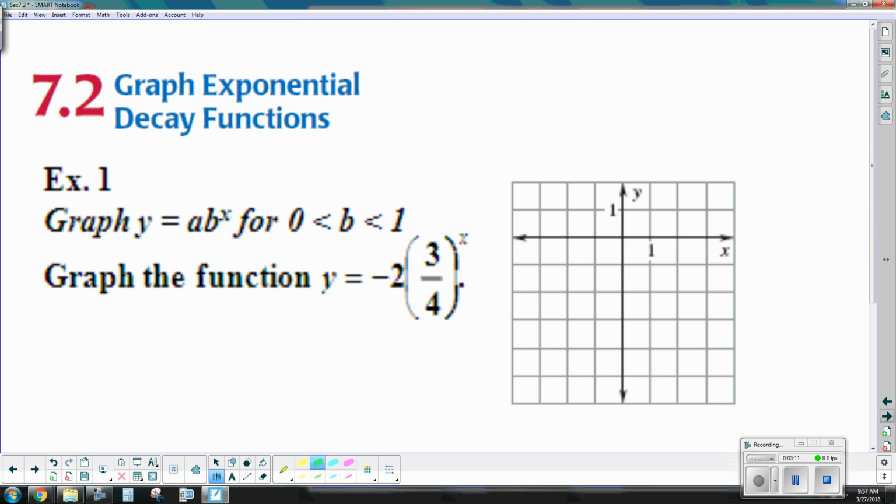Right, so let's look at a couple examples. So in this first example, this is an exponential decay function, and you know that because here's your b, it's less than 1. 3/4 is less than 1, and it's greater than 0. Therefore, well, actually, this is not an exponential decay because your a is not greater than 0. So it's going to be a reflection of an exponential decay function.